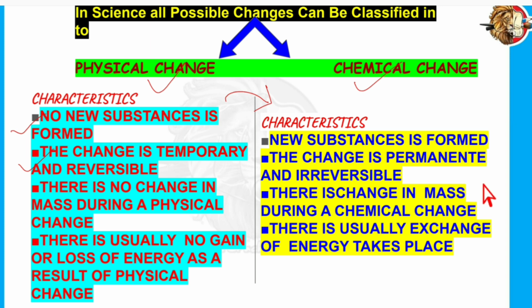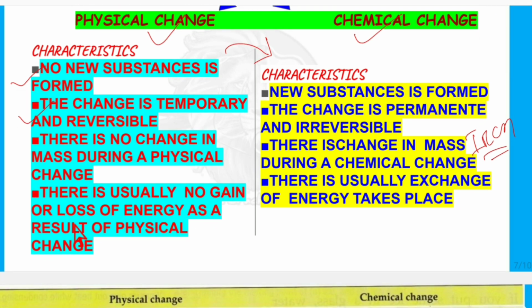If we take the example of iron, when it is wet, before rusting it has a certain mass, but after rusting it obviously loses some, and its weight decreases from the initial weight. There is usually no gain or loss of energy as a result of a physical change, but in a chemical change there is usually an exchange of energy.